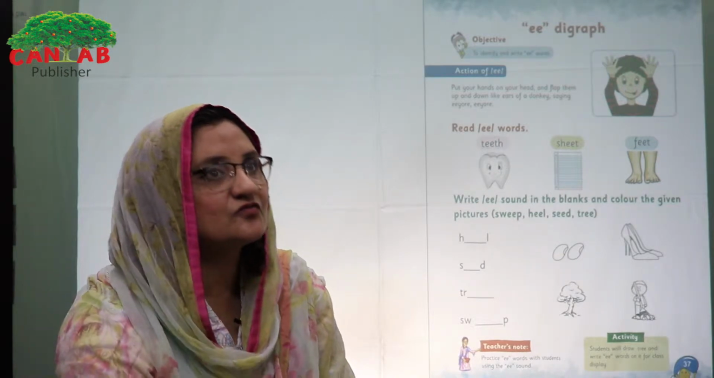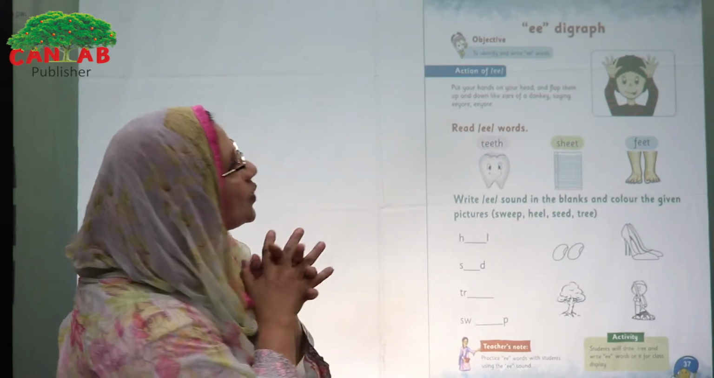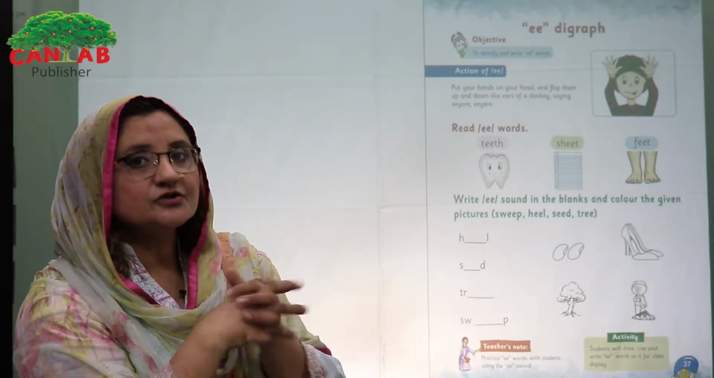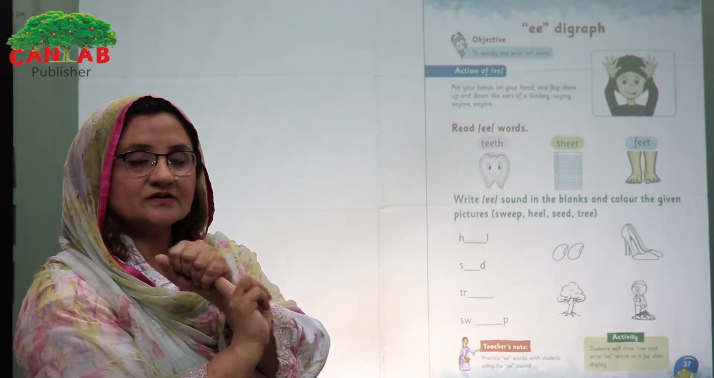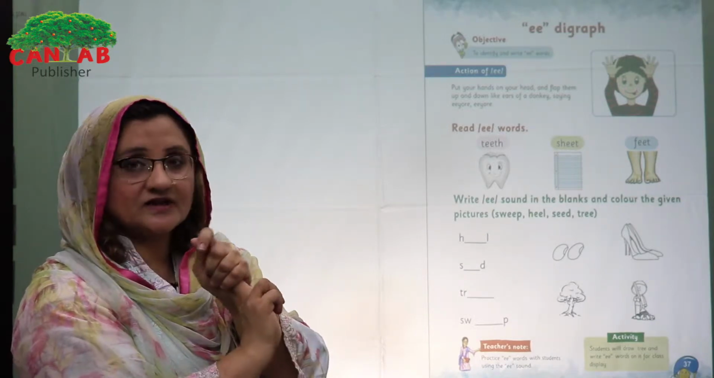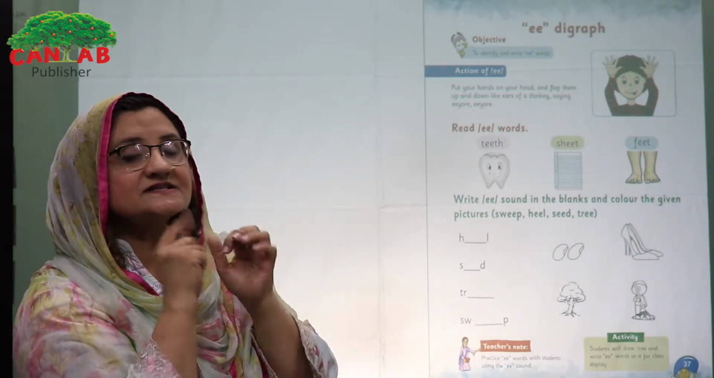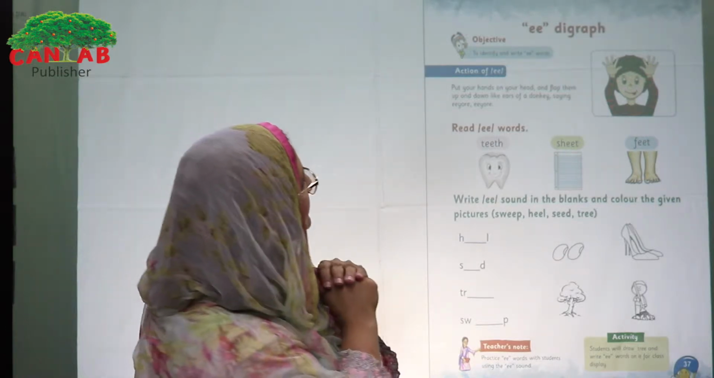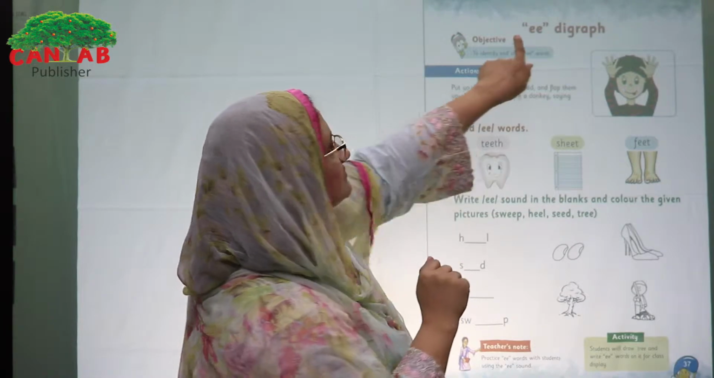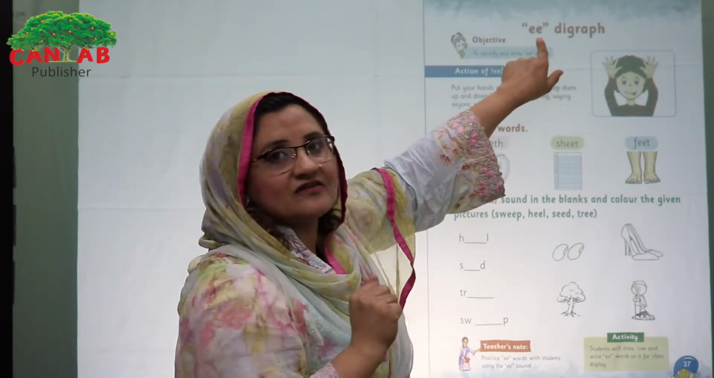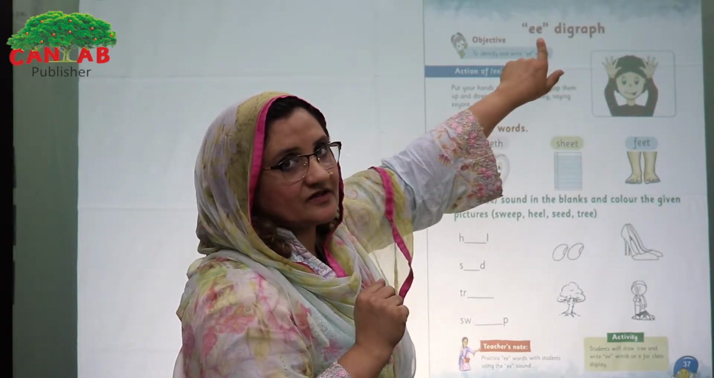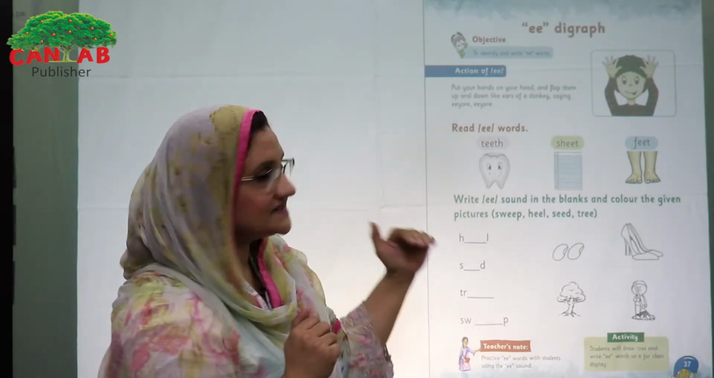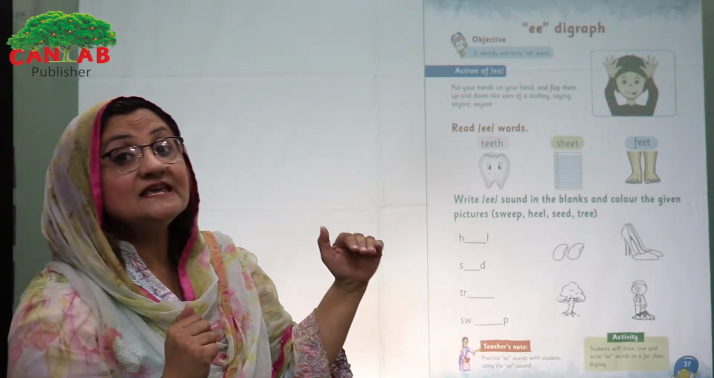And what's for today? Oh, it's again a digraph. Whenever two letters join together, they give us a single sound, and we call it a digraph. So for today, we have to focus on the E digraph. By the end of the lesson, the students will be able to identify and write E words.